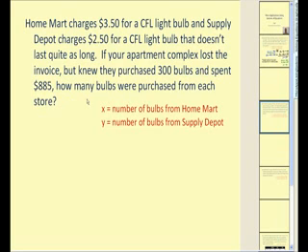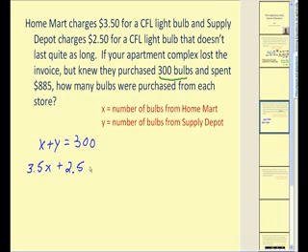So again, we'll identify our variables. Let's let x equal the number of bulbs from HomeMart and y equal the number of bulbs from the Supply Depot. Since we know we purchased 300 light bulbs, we should be able to conclude that x plus y must equal 300. Next, we're going to have a cost equation. We know they spent $885, but every x costs $3.50. So 3.5 times x plus every y costs $2.50, so that'd be $2.50 times the number of bulbs purchased from Supply Depot must equal $885.